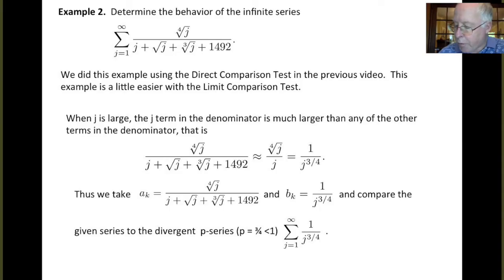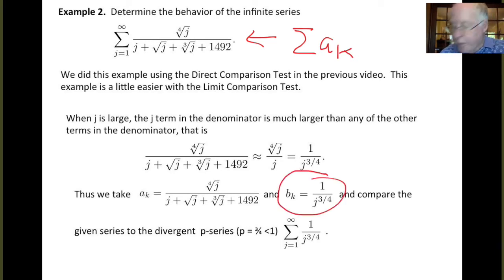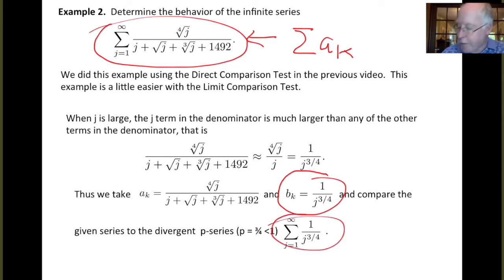So, as usual, we're going to call this our AK series, and the BK series is the one formed by these terms 1 over J to the 3/4. And so we're going to be comparing the series we're given with this series using the limit comparison test. And we already know this comparison series is a divergent P series. The P is equal to 3/4, less than 1.